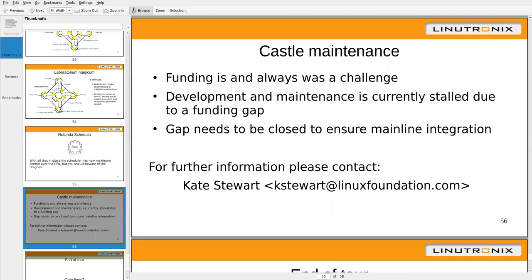So that's the kernel maintenance. Like a real kernel, maintaining such a thing is not free, but funding of that is and always was a challenge. We currently have a funding gap which stalls development and maintenance, and we really have to close that gap to ensure mainline integration. If you can help, please contact Kate Stewart at the Linux Foundation. She's the maintenance fund manager.